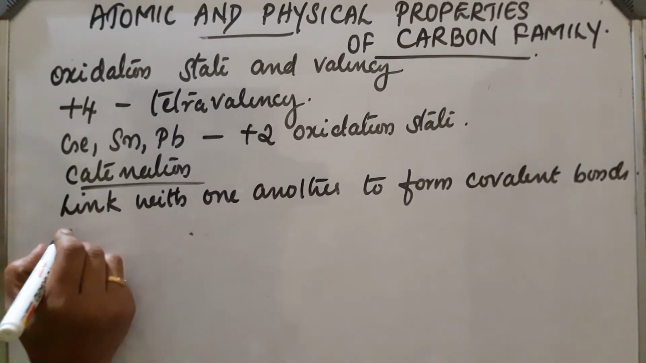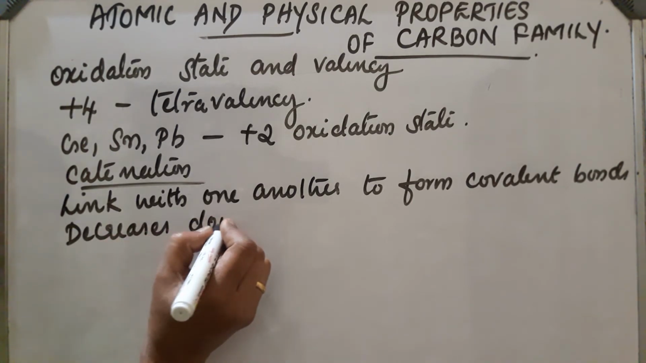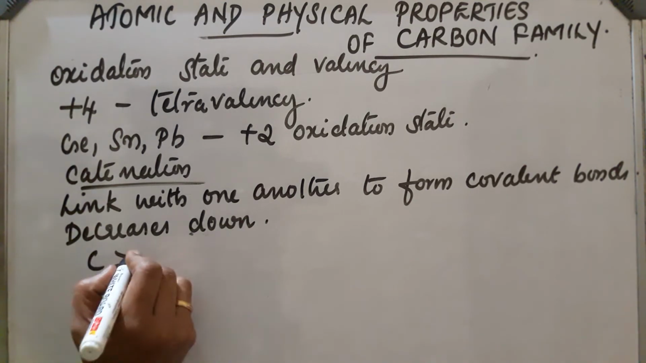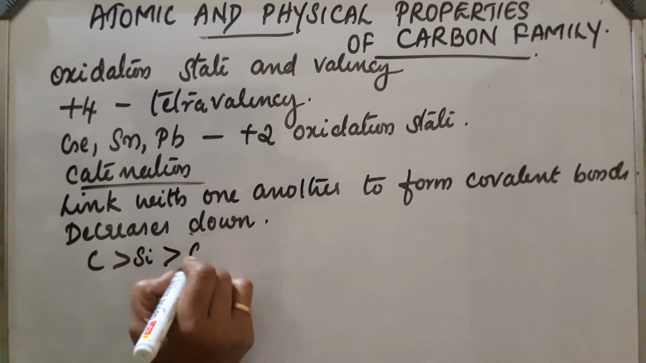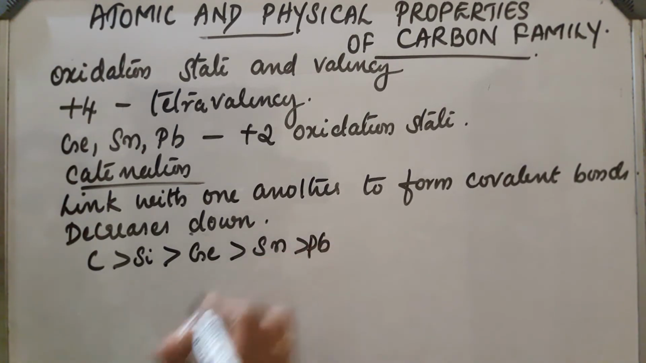And it decreases down. This catenation property decreases down, and catenation is more in the case of carbon, then silicon, germanium, tin and lead. So down the group this property decreases.